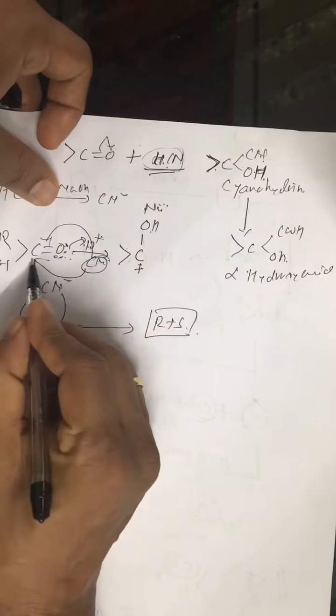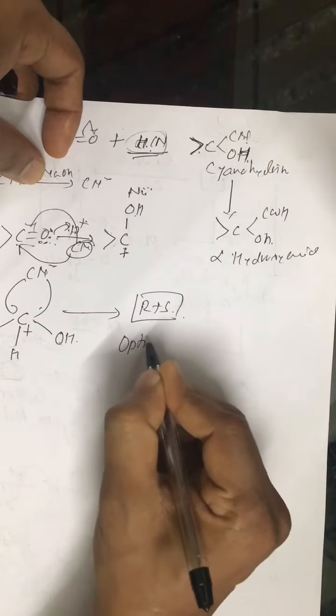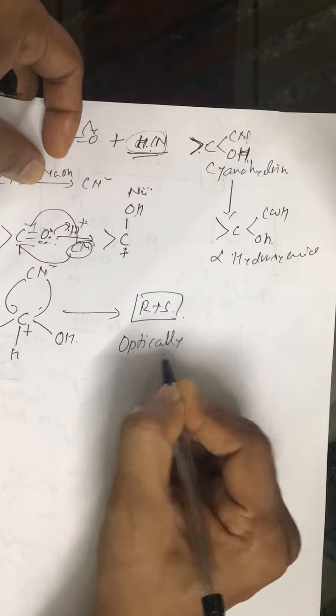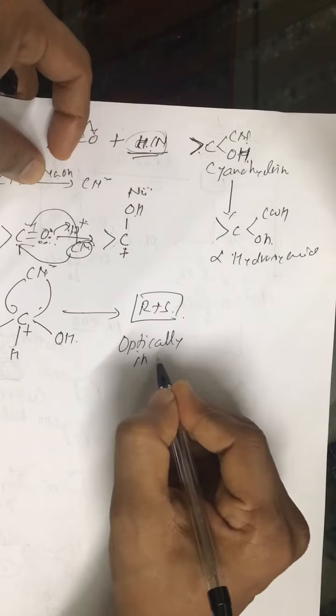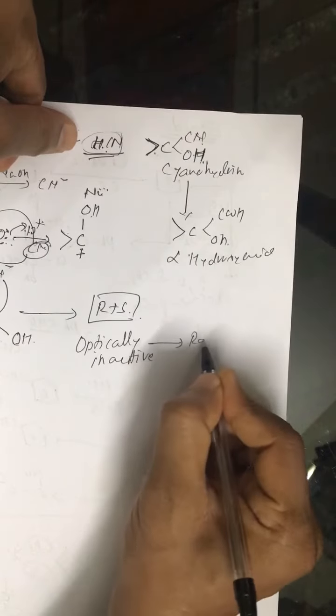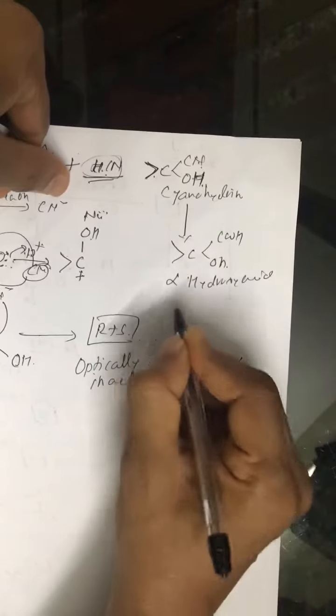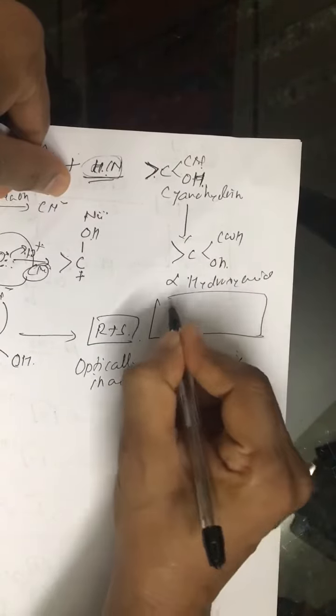So conversion of an optically inactive compound, which is optically inactive? Aldehyde. Conversion of an optically inactive compound into a racemic mixture is called racemic synthesis.